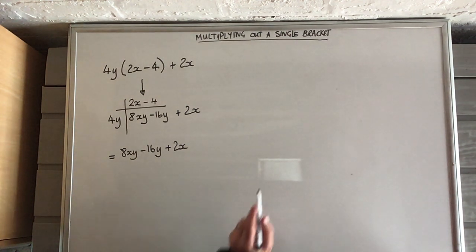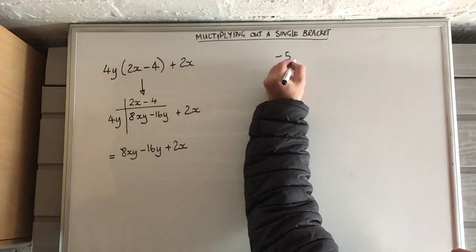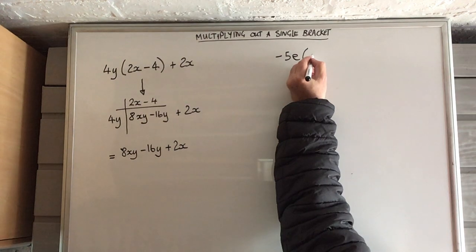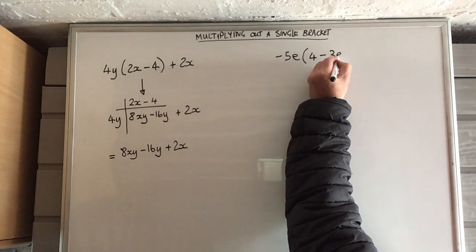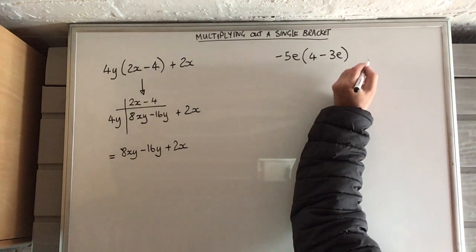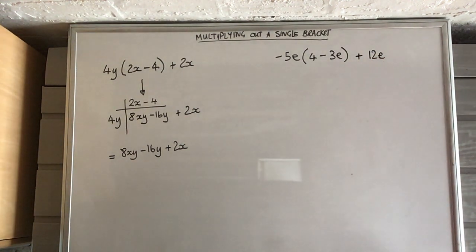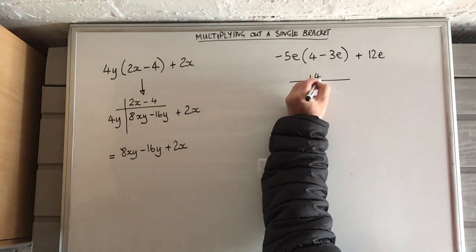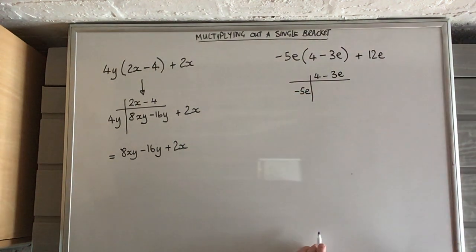Let's look at one we can tidy up. So let's go for minus 5e bracket. Let's put, I don't know, let's put a 4 in there, minus 3e, and we'll put something at the end, maybe put in plus 12e or something like that. Okay. So again, deal with the bracket first. So here's our bracket on the top, and outside goes down the side, so this is our grid.